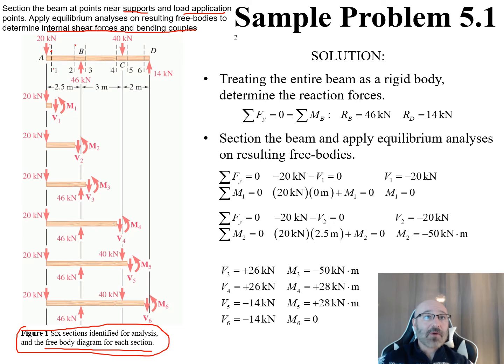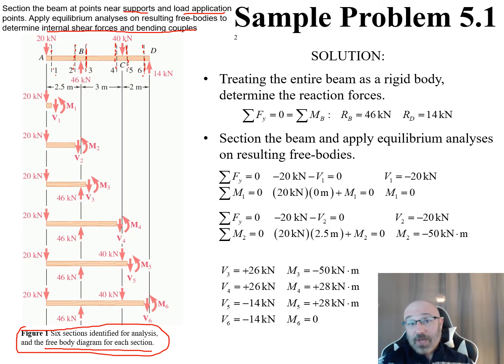Then we have our second one right near this load application, on both sides of that load application for 2 and 3. Then we have it on both sides of the load application for 4 and 5 at point C. And we have it right near the end at point D, near that support. So we have it by the supports for 1 and 6, and by either side of the load applications for 2, 3, 4, and 5. That's what we're seeing over here on the left side in our diagram.